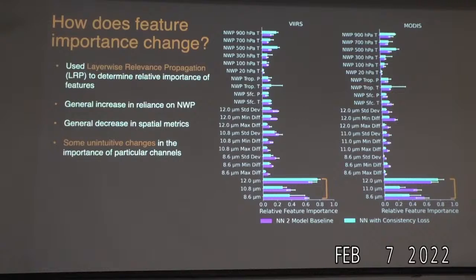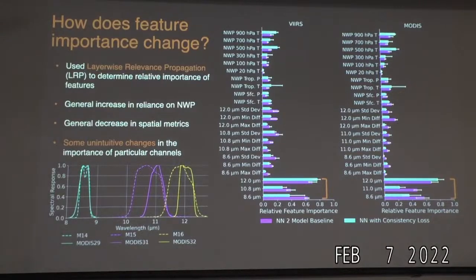I say that's unintuitive because the spectral response function of the 8.5 is actually more similar between the 2 instruments, and 10.8 and 12 are actually a little bit more different. So while our approach works, it improves the intersensor consistency of a cloud top pressure product for VIIRS and MODIS, it's changed the relative feature importance in some unintuitive ways.